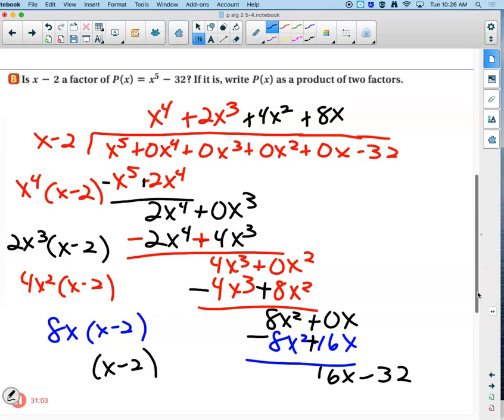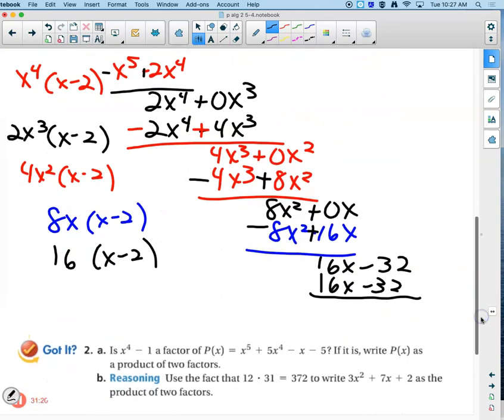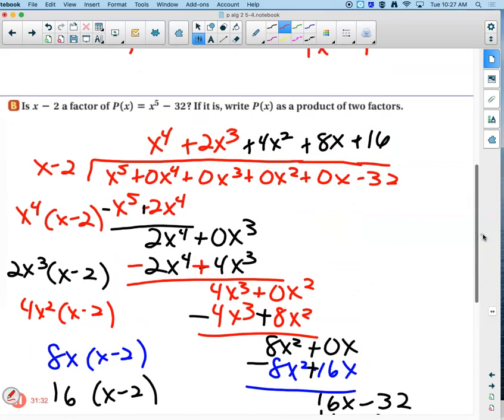All right, so what are we going to multiply by this last time? 16. And look what happens. Here's our little 16. And when we switch the signs and add, yes! So let's answer the question. Is x minus 2 a factor? Yes, we got a remainder of 0.